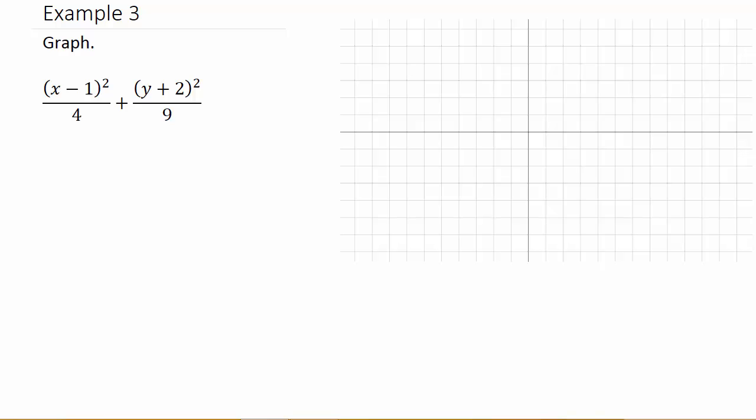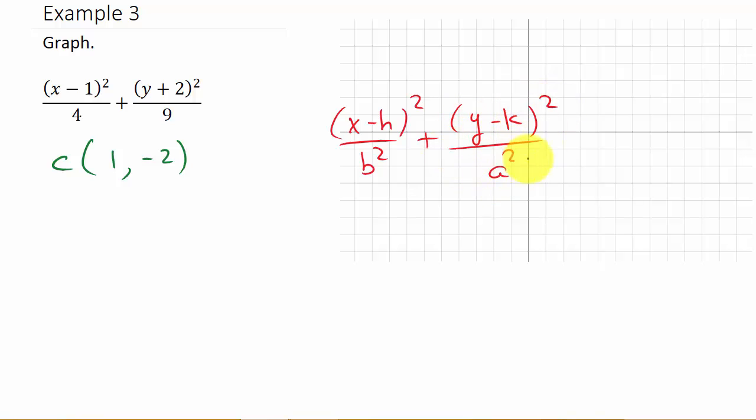All right, so let's go ahead and take a look at our example. And so you can see here we have our example. All right, so let's go ahead and get our center. Let's get a, b, and c. All right, so our center is 1, negative 2. Okay, so the reason it's 1, negative 2 is because, see, we have x minus h squared, and in this case, see, the a squared is under this term, so this would be b squared plus, and then we have y minus k squared over a squared.